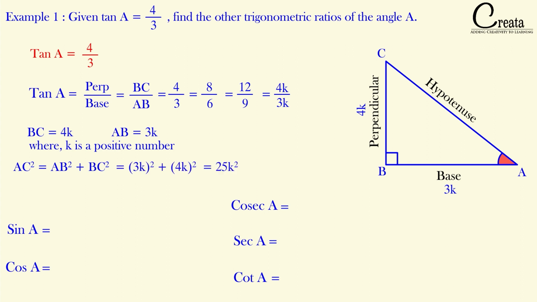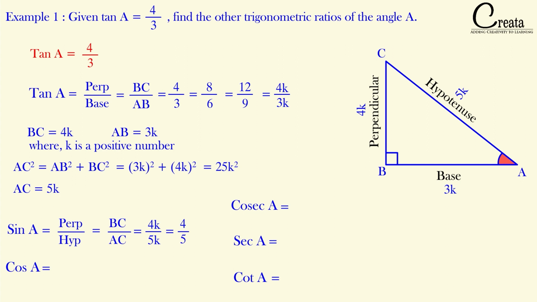On solving, we got AC as 5k. Now we know all the three sides of this triangle. We can easily find all the trigonometric ratios. Let's do so. Firstly, sine A. Sine A is perpendicular over hypotenuse, which is BC upon AC. Let's put the value, which is 4k upon 5k. So we got the value of sine A as 4 upon 5.